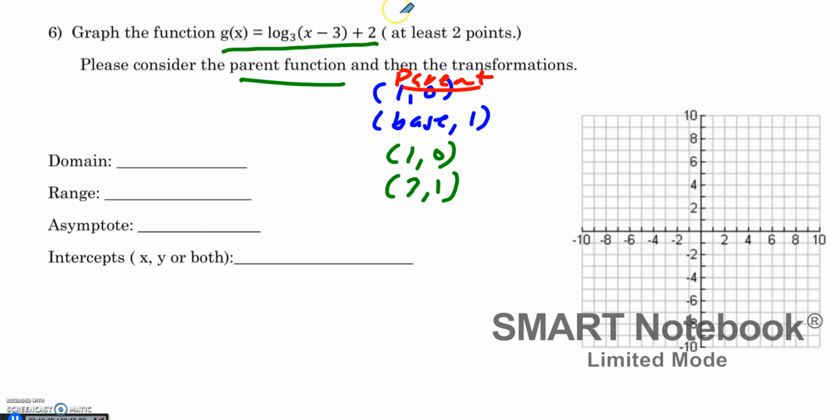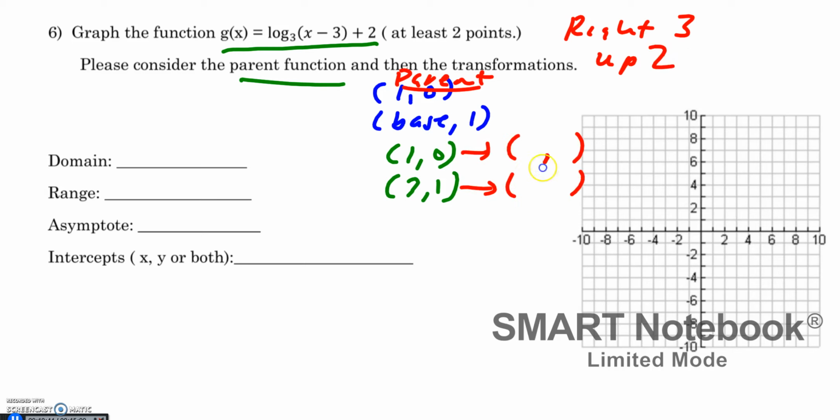However, if we would like to do the transformations, inside the parentheses is always opposite of what you think. So this function is moving to the right 3, and the y's do what you want. So the y's are really going up 2 units. So if I take these points and do exactly that, if I first go to the right 3, we would have 4 here, we'd have 7 here. And if we went up 2, we'd have 2 here and 3 here.